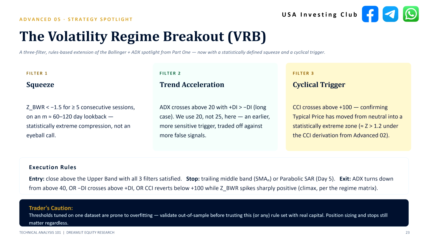The execution rules. Enter on a close above the upper band with all 3 filters satisfied. Place your stop at the trailing middle band, or alternatively at parabolic SAR, which we'll cover on day 5, and exit when ADX turns down from above 40, or negative DI crosses above positive DI, or CCI reverts below plus 100, while Z sub BWR spikes sharply positive. That last condition is the climax signature straight from our regime matrix.